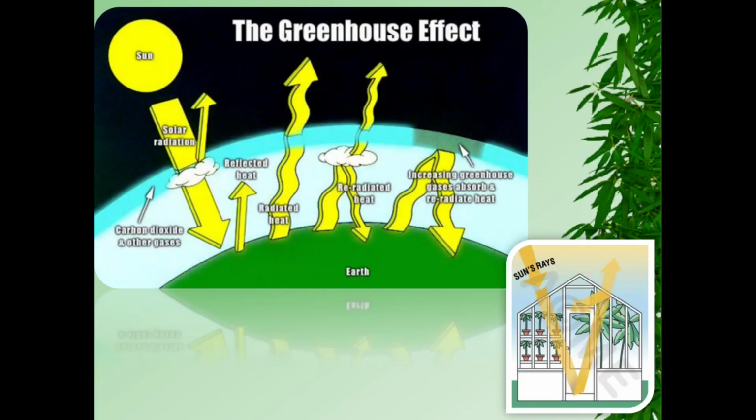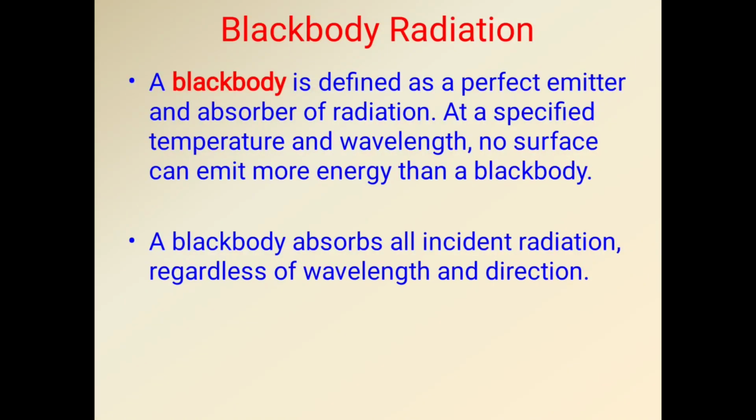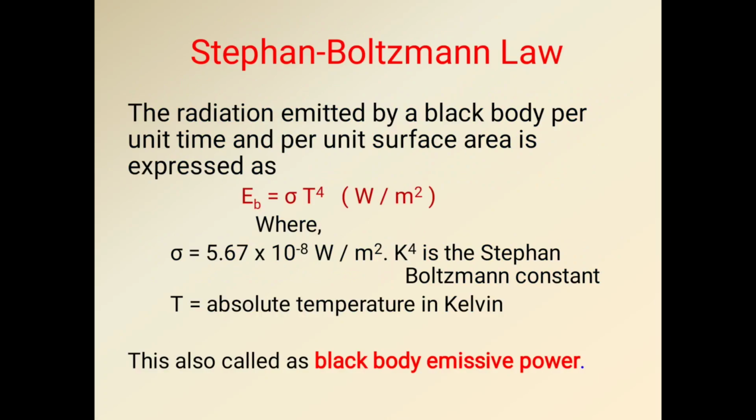In the greenhouse effect, we can see the radiation from the sun. Black body radiation: a black body is defined as the perfect emitter and absorber of radiation at a specified temperature and wavelength. No surface can emit more than a black body. A black body absorbs all incident radiation regardless of the wavelength and direction.